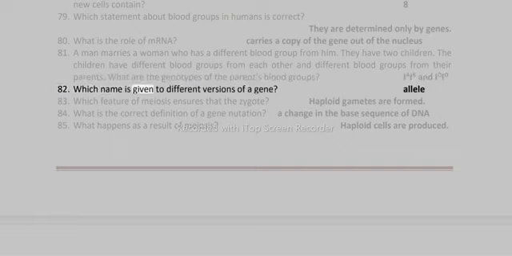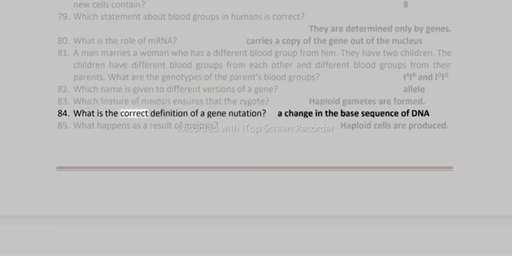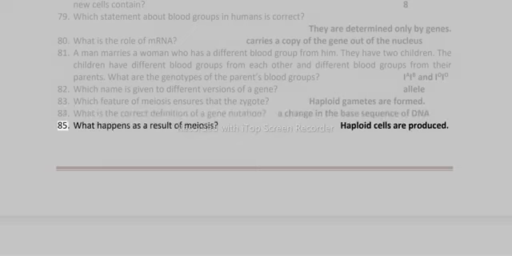82. Which name is given to different versions of a gene? Allele. 83. Which feature of meiosis ensures that the zygote is diploid and haploid gametes are formed? 84. What is the correct definition of a gene mutation? A change in the base sequence of DNA. 85. What happens as a result of meiosis? Haploid cells are produced.